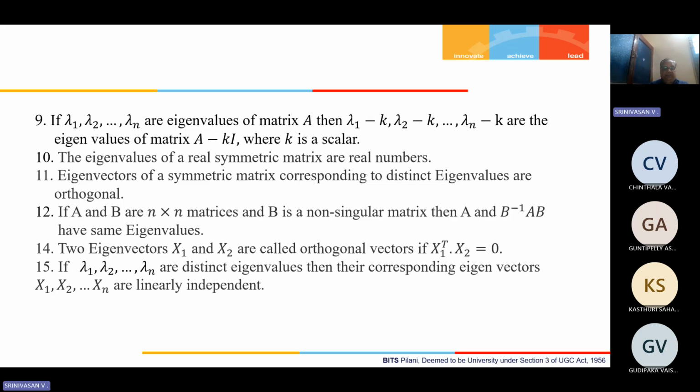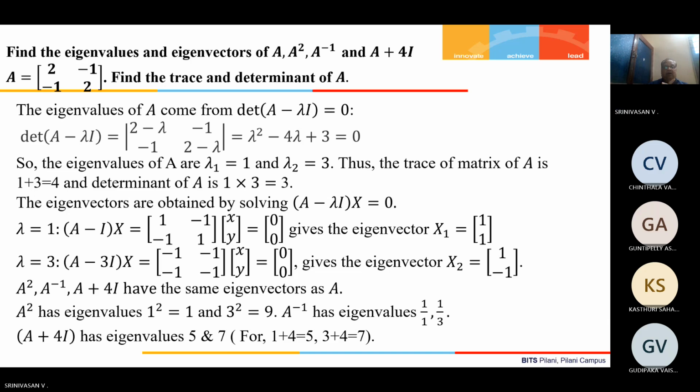Next, if lambda 1, lambda 2, up to lambda n are distinct eigenvalues, then the corresponding eigenvectors are linearly independent. Now, with this background, let us go for a simple problem: find the eigenvalues and eigenvectors of A squared, A to the power minus 1, and A plus 4I, given A. Find the trace and determinant of A. We are going to use the appropriate properties.